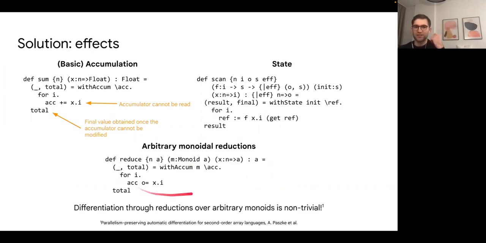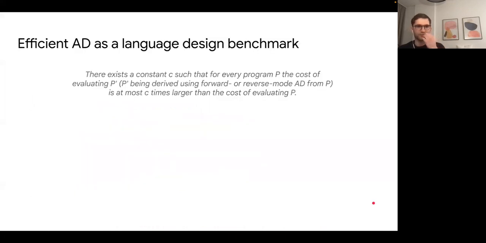The interesting part is that differentiating something like that was not trivial. We do have a paper from FHPMC from last year that talks about this, if you're interested. So just to close this whole section, I think the interesting part is that efficient AD is, in my opinion, a very good language design benchmark.